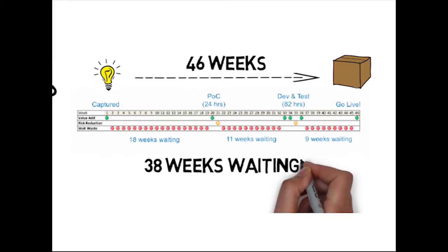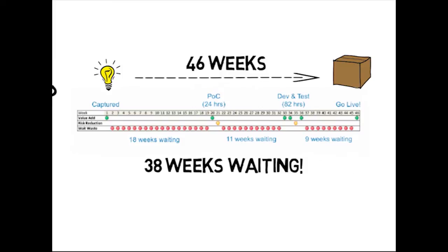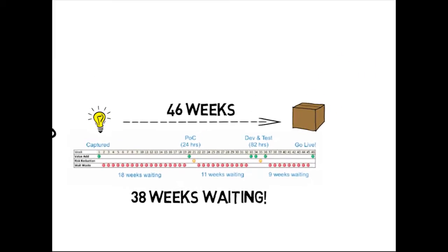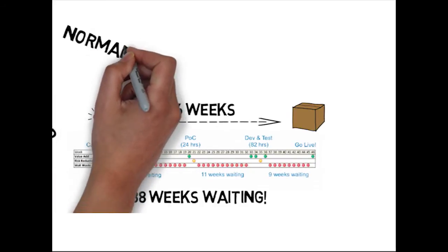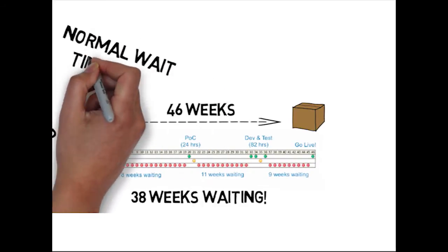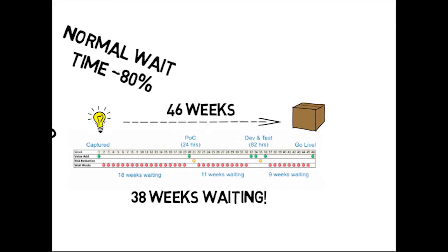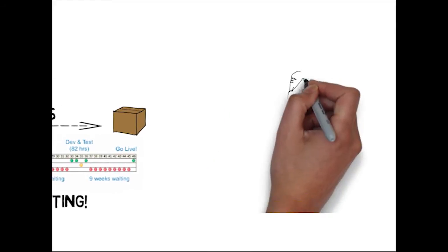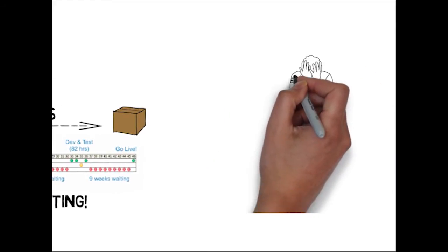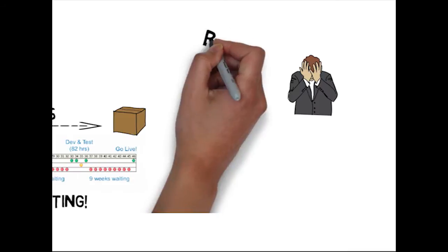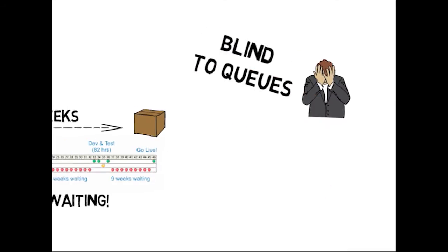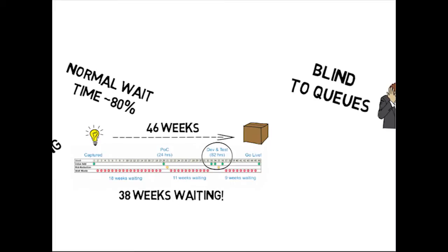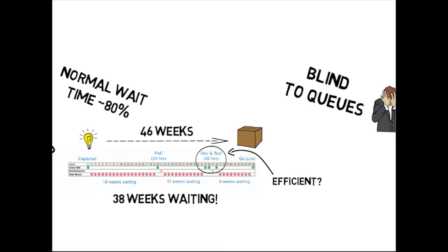You may not believe it, but if you do the same thing in your organization, you'll probably find something similar. It is not unusual for the amount of waiting time to be in excess of 80% of the total time taken. Seems crazy, doesn't it? The thing is, most organizations are blind to queues. We tend to focus more on the efficiency of the parts of the process, not the whole system that is required to deliver value. This hides how long it takes to deliver value end to end.